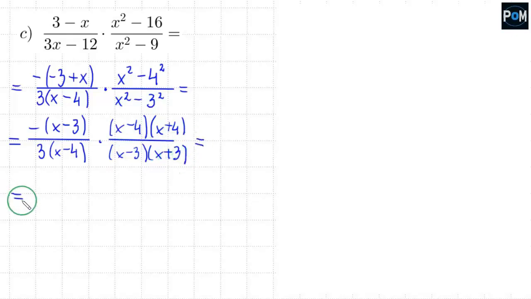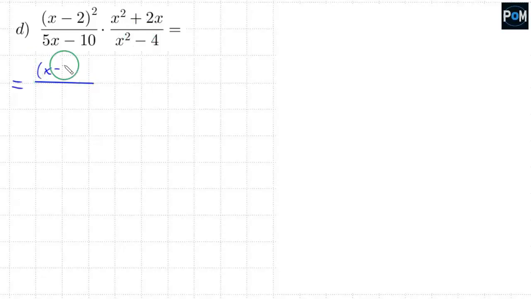And now we look and quite a bit should cancel out here. X minus 4, I have a bracket here and here. So these brackets cancel out. This bracket also cancels out. X minus 3 and x minus 3. One from the top, one from the bottom. And I actually write down the result. I still have a minus up here, and I have this bracket. And what do I have left on the bottom? I have a 3 left, and this bracket. That's the result for example C.